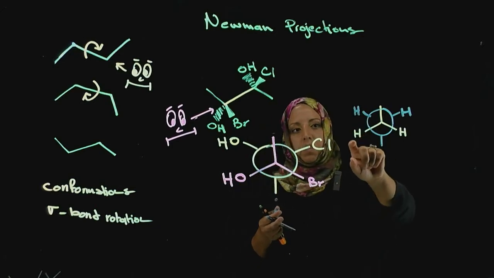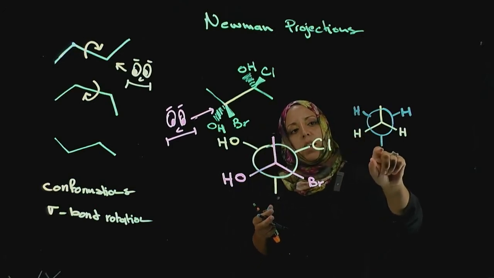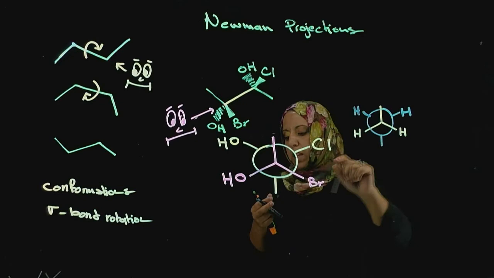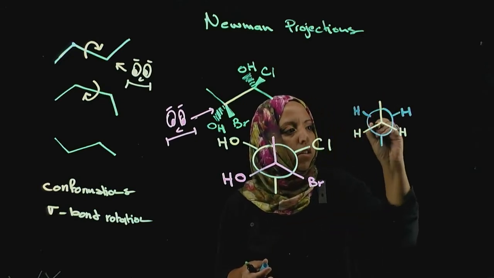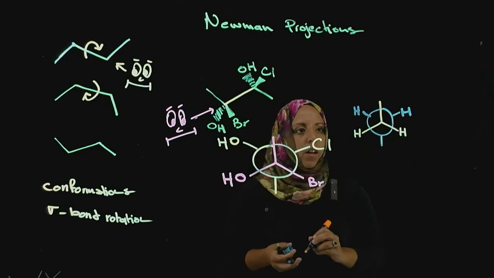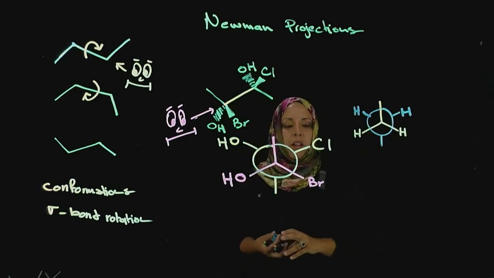You can't keep it as a carbon. You can't not draw the hydrogen, because it means what you have is a carbon atom. All right, so draw in your hydrogens. All right, so that's what we have.